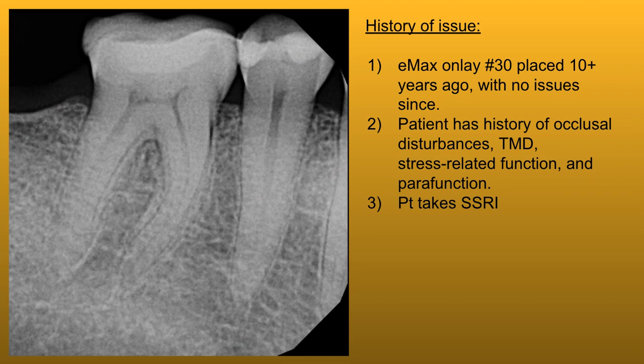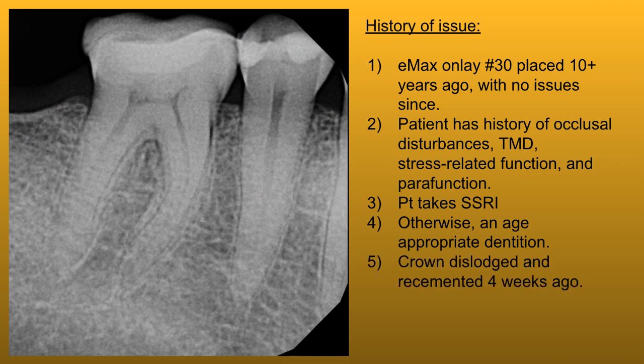She takes an SSRI. By the way, she's 50 years old with a non-contributory medical history, and she has an otherwise age-appropriate dentition. Of relevance, the crown, or the onlay on number 30, the eMax onlay, became dislodged and was re-cemented 4 weeks ago. Again, no issues prior to the dislodging of the crown. There was no trauma associated with this. The crown just fell off, and then it was re-cemented.